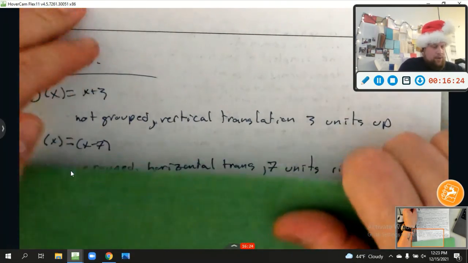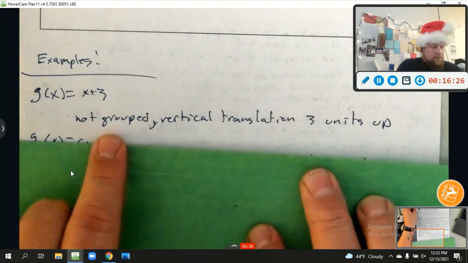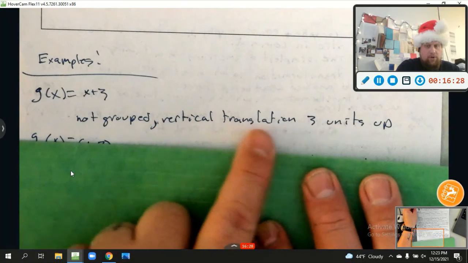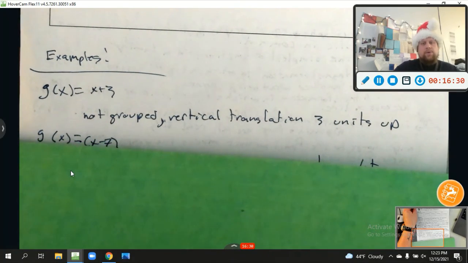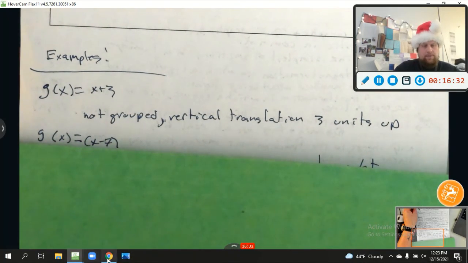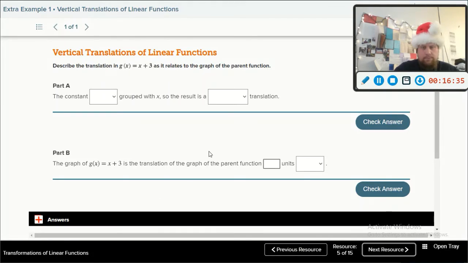And so what do I want you to write down? G of x equals x plus 3. This is not grouped. Vertical translation, 3 units up. That's what I need you to write down. Pause it if you need to. Let's roll. And that covers all of it.